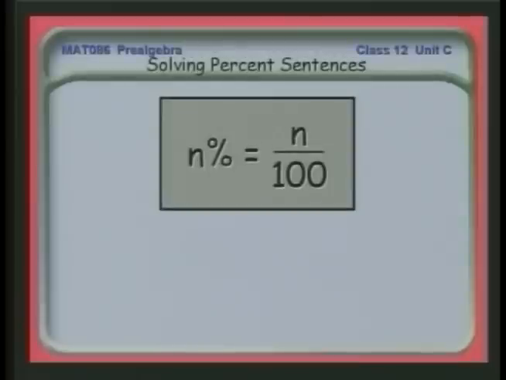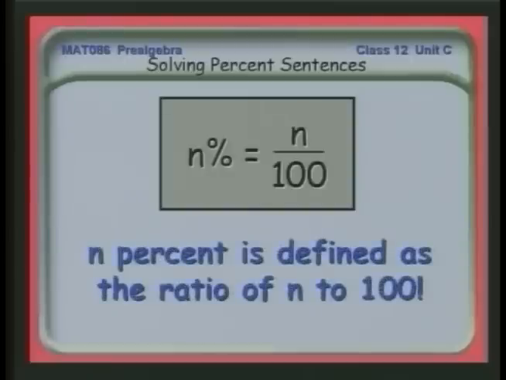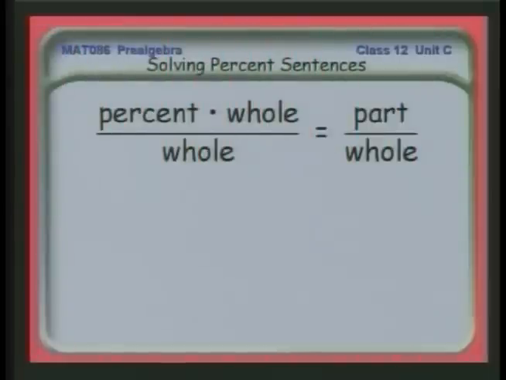Now let's just review percent. Remember that we can express percent effectively as a ratio. N% is N over 100. That's actually a ratio. Let's look at something else. We can also say that the part is the percent times the whole. For example, if I had 50% of 30, the part of that is 15. Half of 30 is 15.